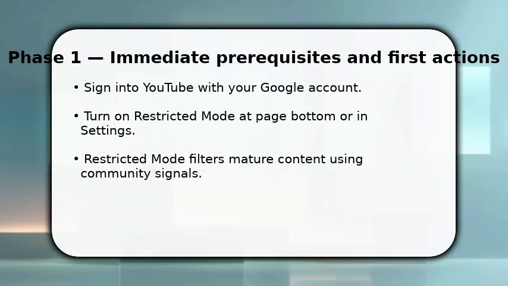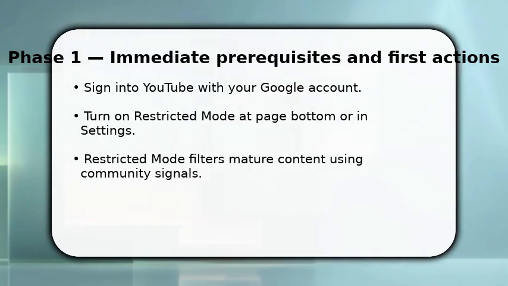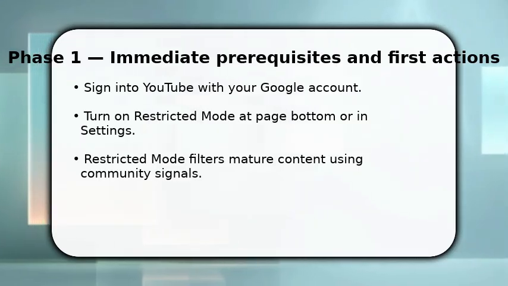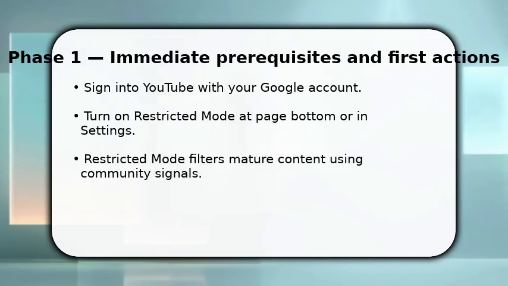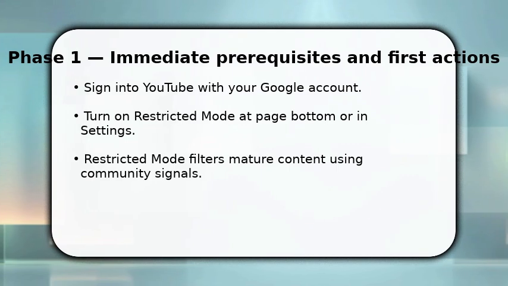You start by enabling restricted mode because it blocks mature videos using community signals and metadata. Sign into YouTube with the Google account you want to protect. Once signed in, scroll to the page bottom or open settings and look for restricted mode, toggle it on. This is your first line of defense. It doesn't catch everything, but it reduces exposure quickly. Make sure to lock the setting on shared devices so someone else can't turn it off. That step makes the change persistent and practical.